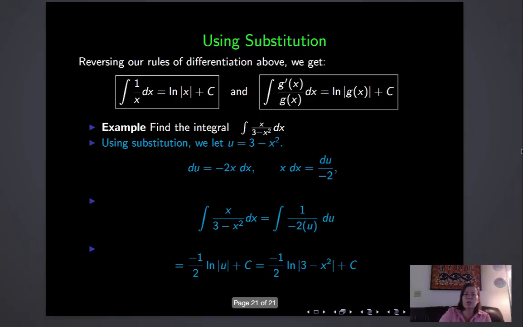I pull out that 1 over minus 2, or minus 1 over 2, and I get the integral of 1 over u du, which is the natural log of the absolute value of u, and I end up with minus 1/2 the natural log of the absolute value of u, and replacing the u by 3 minus x squared, my final answer is minus 1/2 the natural log of the absolute value of 3 minus x squared plus c.